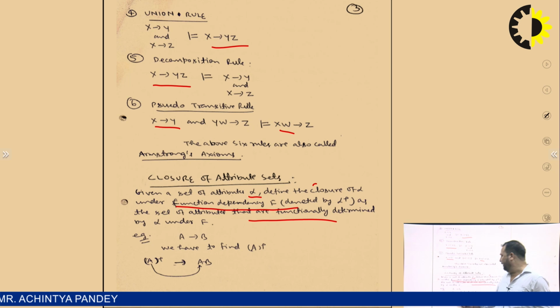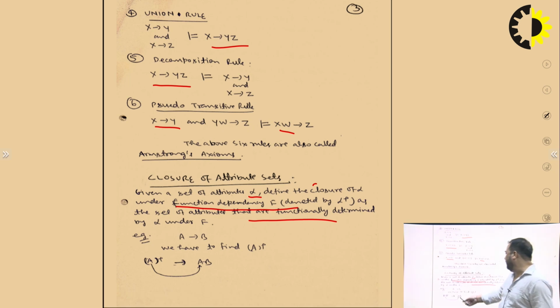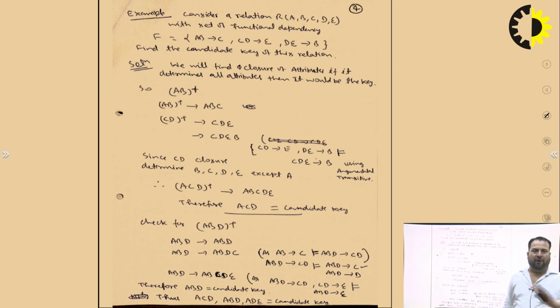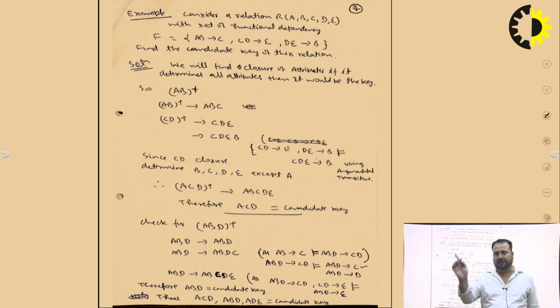Like if we have the FD A determines B, then A closure means the attributes which could be inferred from A. So A closure is denoted by A plus, and it will be all the attributes which could be determined from A under the given FDs. Okay. So closure is the set of all attributes which are determined by that attribute under the given functional dependencies.